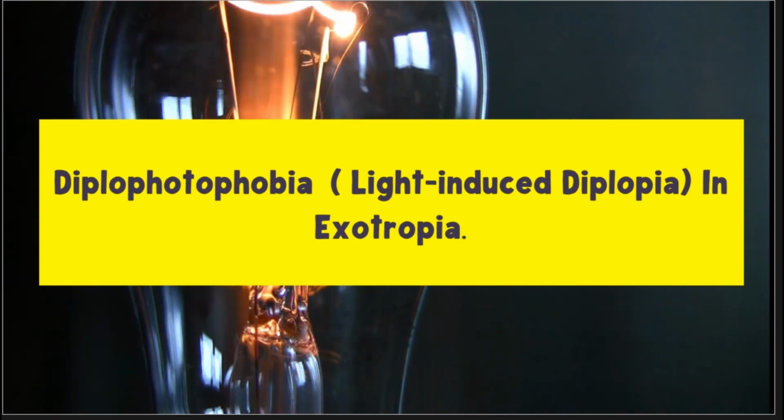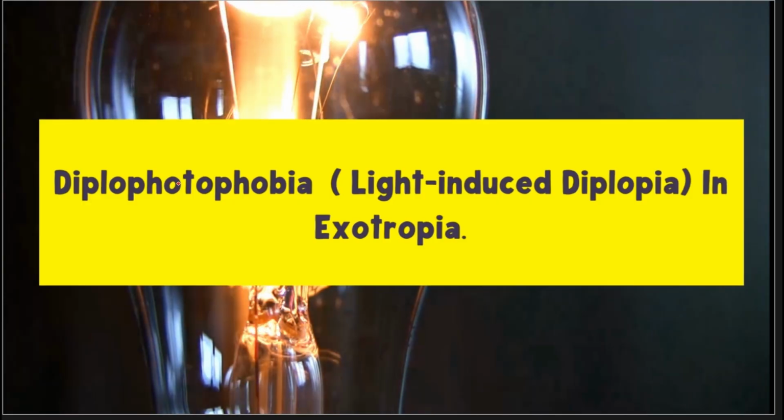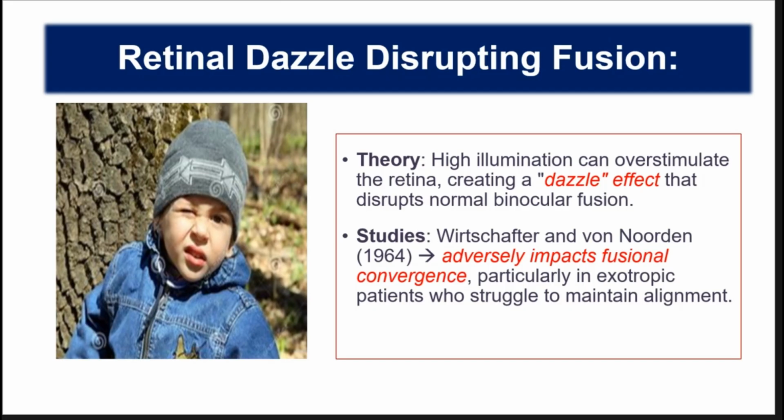Now, there are a lot of reasons and theories as to why it happens. Let's try to understand a few of these theories behind diplophotophobia or monocular eye closure. The first theory is that of retinal dazzle disrupting the fusion. It is believed that high illumination can overstimulate the retina, leading to a dazzle effect on the retina. And studies by Von Nuden and Wirtschafter have shown that this dazzling effect adversely impacts the fusional convergence. So in simple terms, in bright light, the retina gets overwhelmed, making the fusion really challenging.